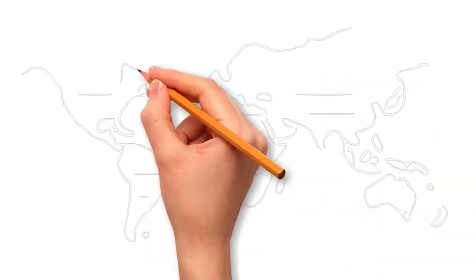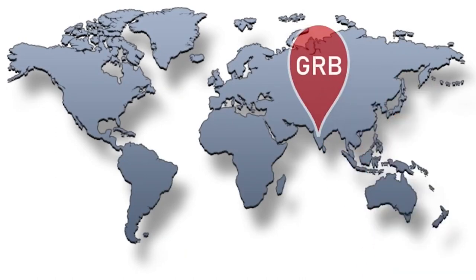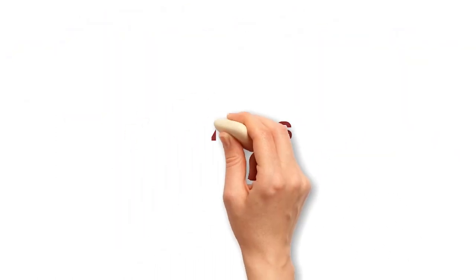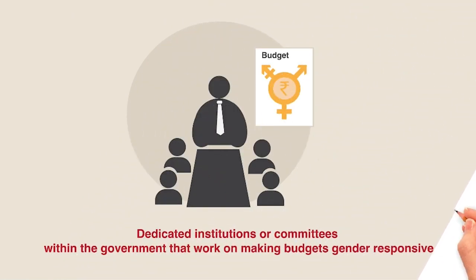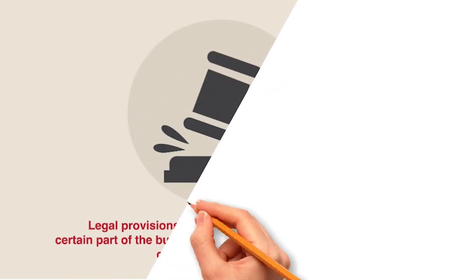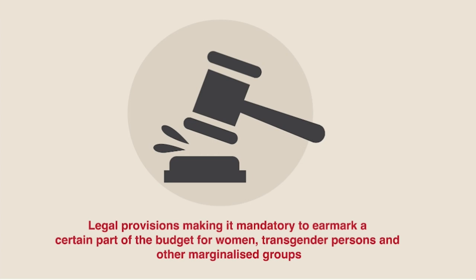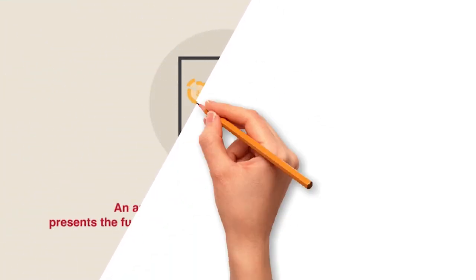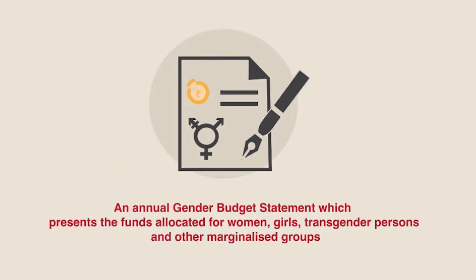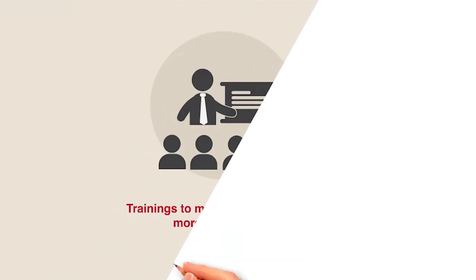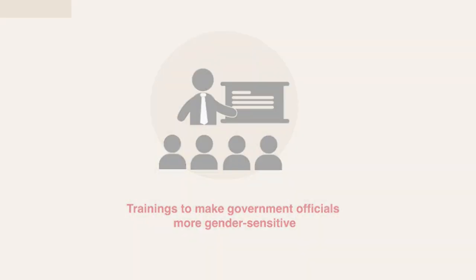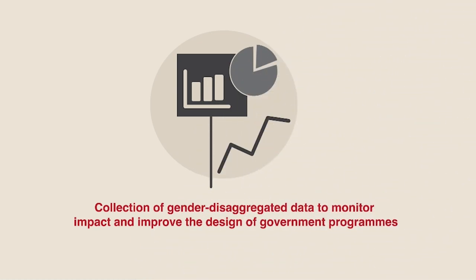Over 100 countries in the world have adopted GRB in one form or the other. Here are some commonly used GRB tools. Dedicated institutions or committees within the government that work on making budgets gender-responsive. Legal provisions making it mandatory to earmark a certain part of the budget for women, transgender persons, and other marginalized groups. An annual gender budget statement which presents the funds allocated for women, girls, transgender persons, and other marginalized groups. Trainings to make government officials more gender sensitive. Collection of gender disaggregated data to monitor impact and improve the design of government programs.